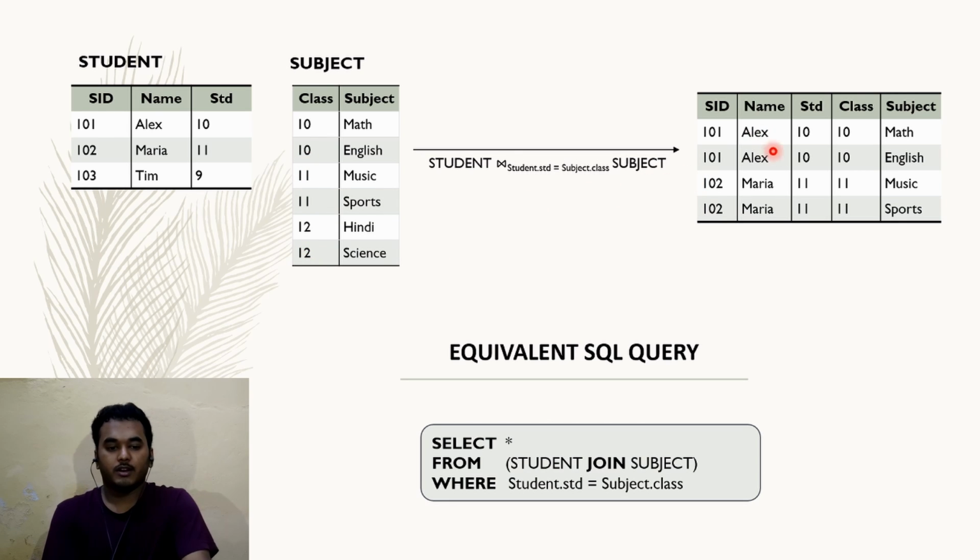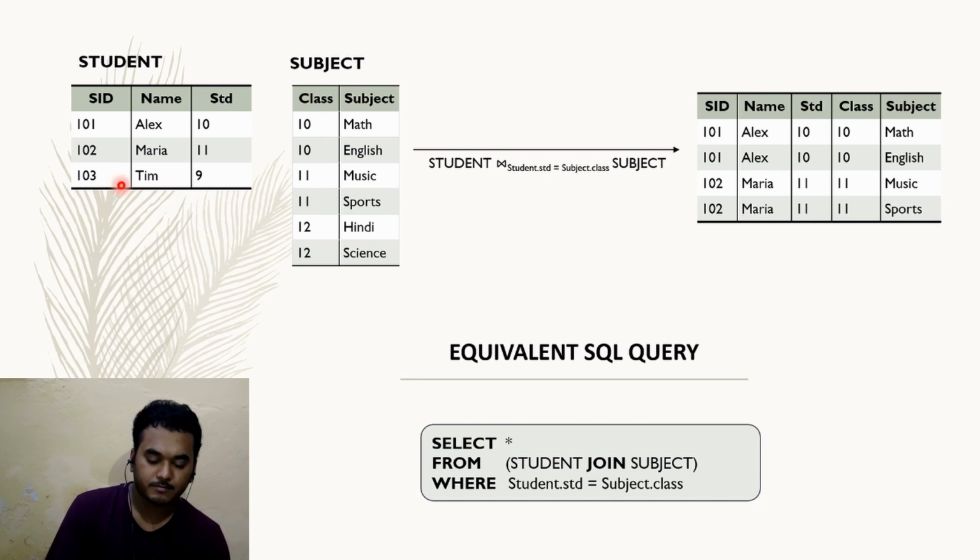So this is the final result, where we can see that the std attribute value is always equal to the class attribute value, and only those tuples are displayed for which these conditions are satisfied. Like here we can see that this last tuple has no matching condition in the subject relation, so there's no join operation for this last tuple.